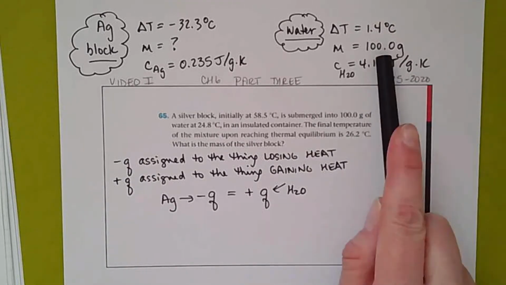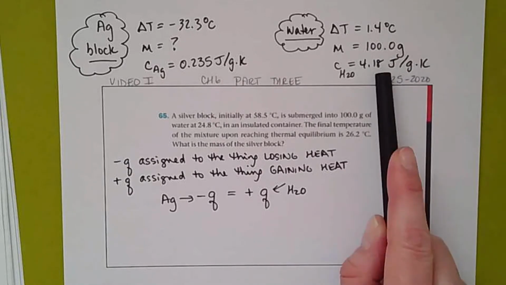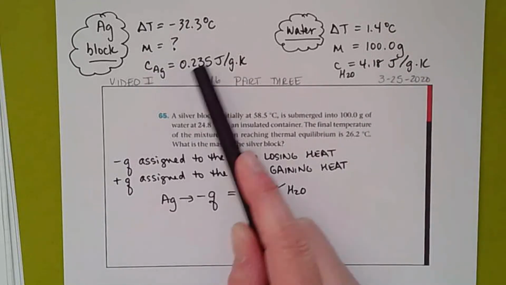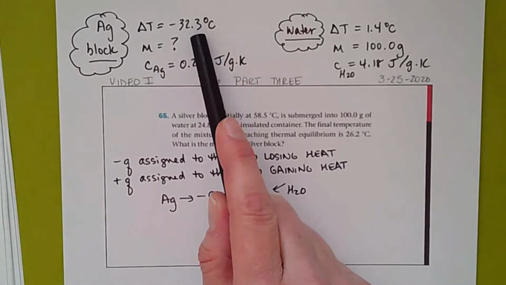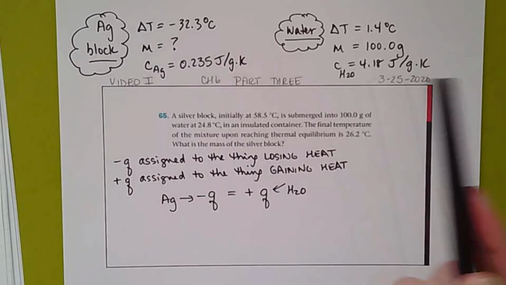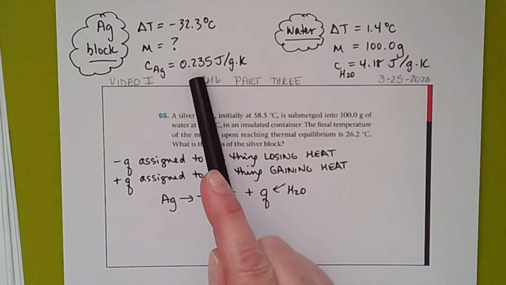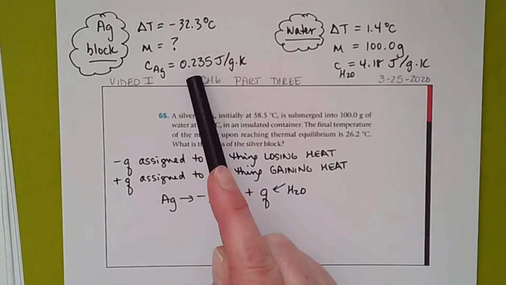The mass of the water is given in the question, and then we have the heat capacity of the water. Over on the silver side, we have delta T, which is negative. We're asked what was the mass of the silver block, and we also can look up the heat capacity of the silver.